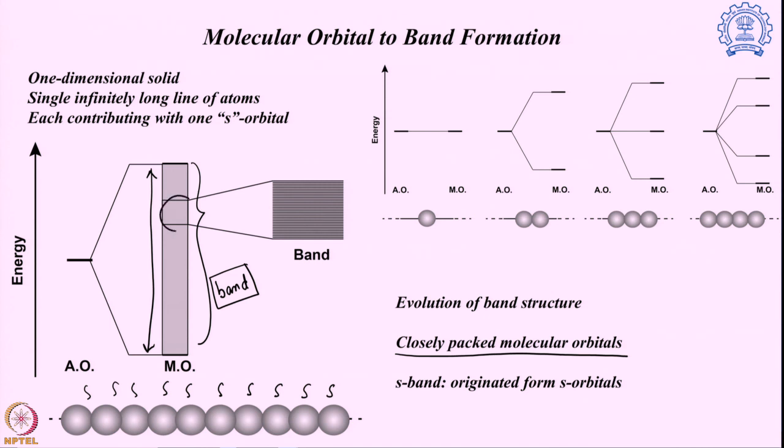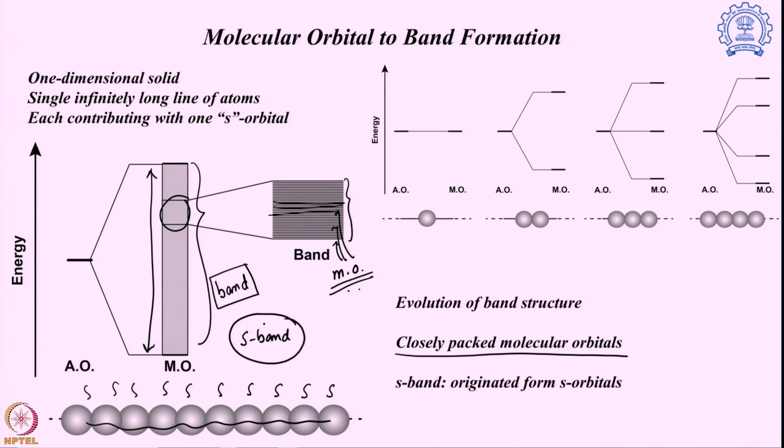Over here, you can see all these particular lines. Each of these lines you are seeing is denoting one molecular orbital that is formed during the interaction between these s orbitals in this one dimension. That is what we are seeing from here, and this particular band we will call an s band, because it is constituted from the s orbitals to begin with.